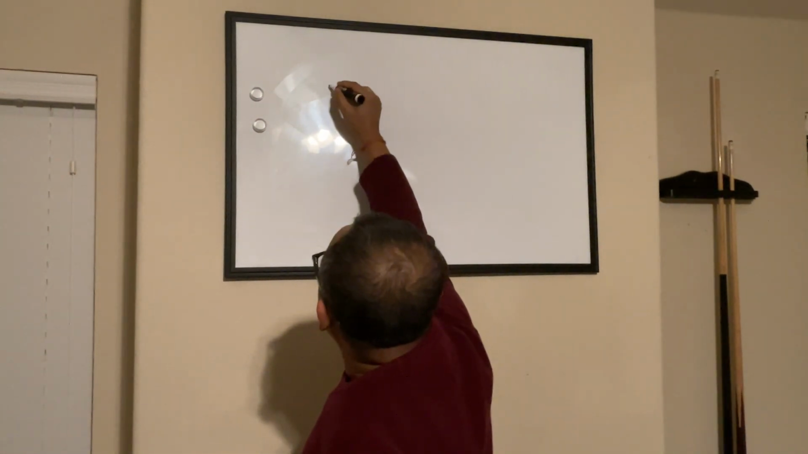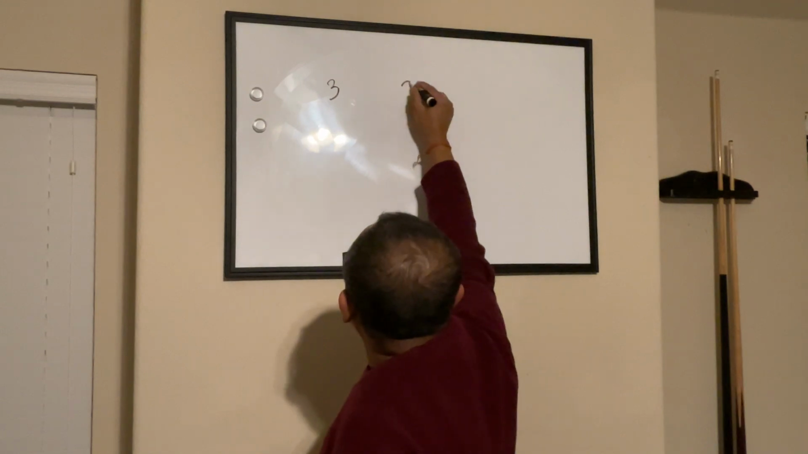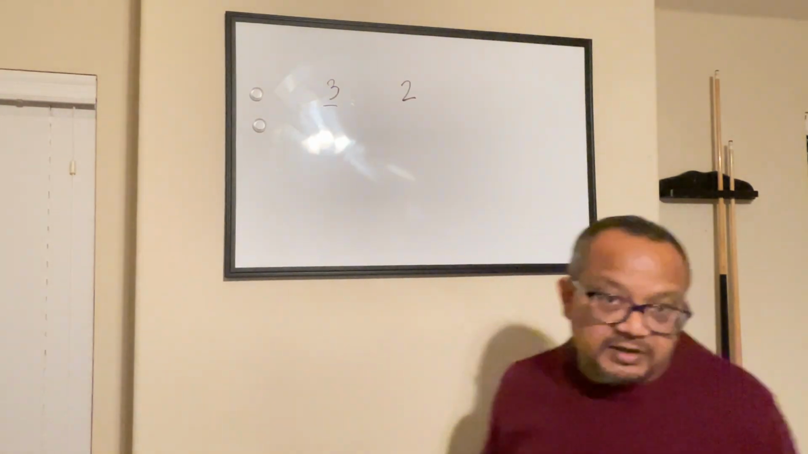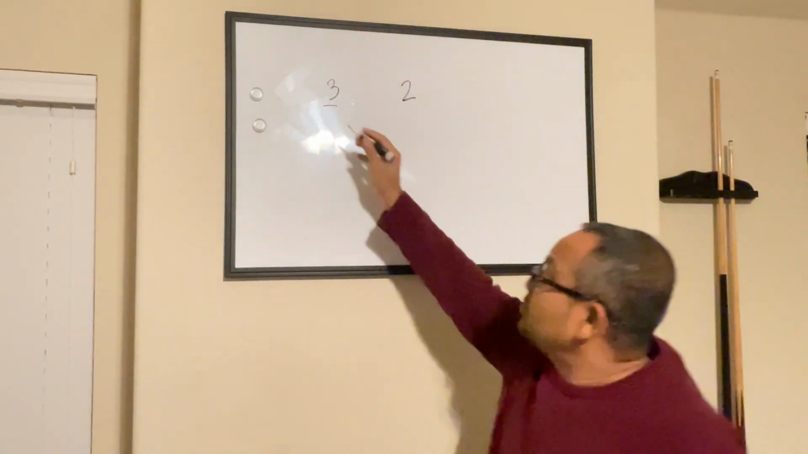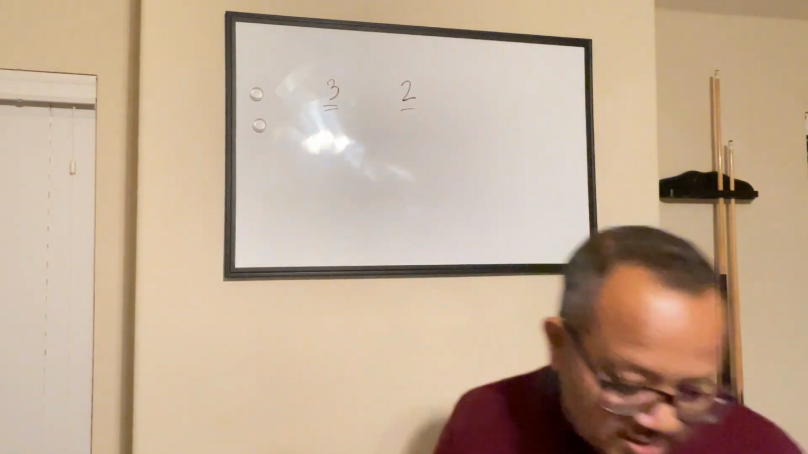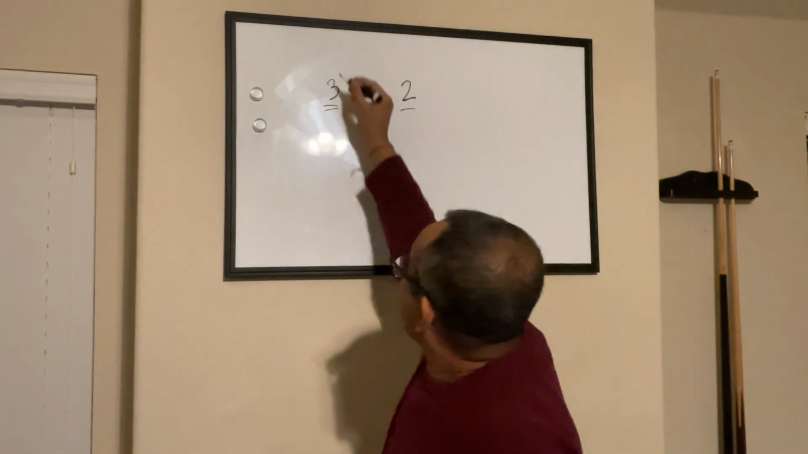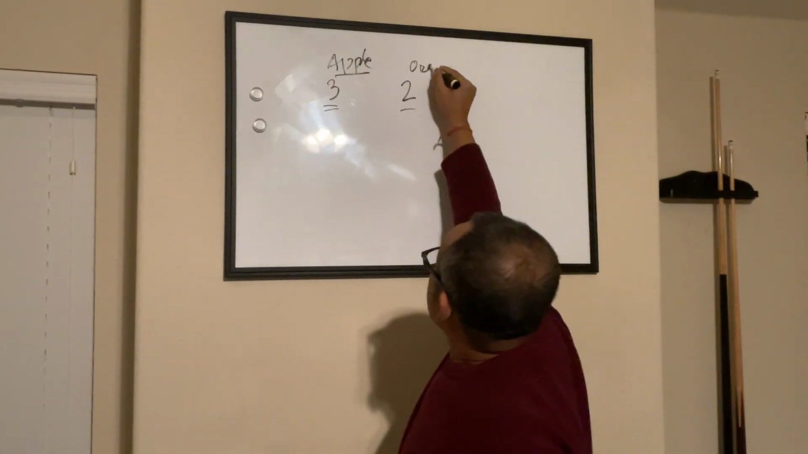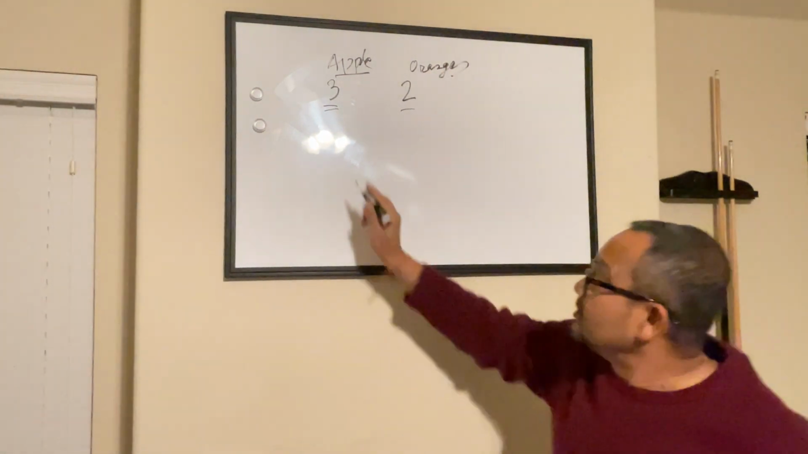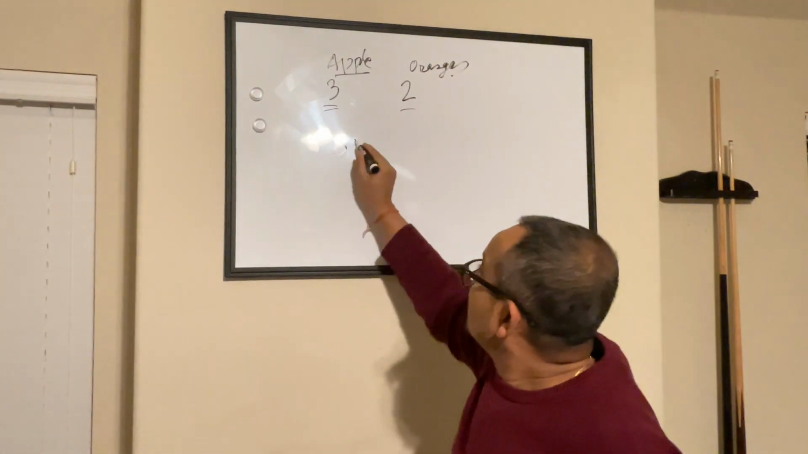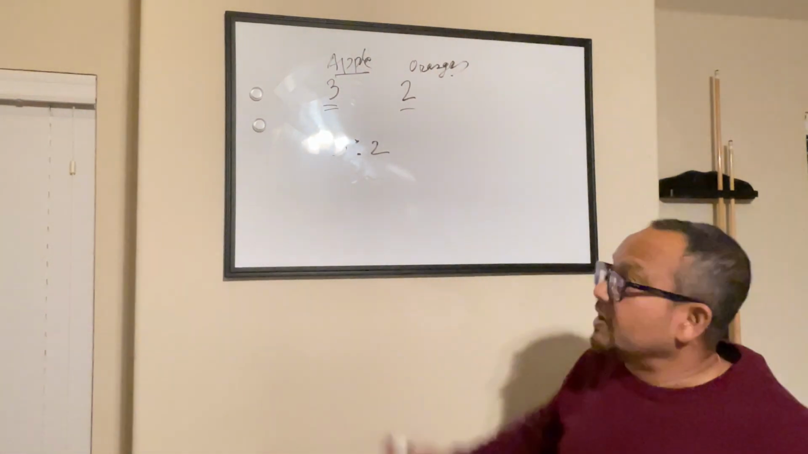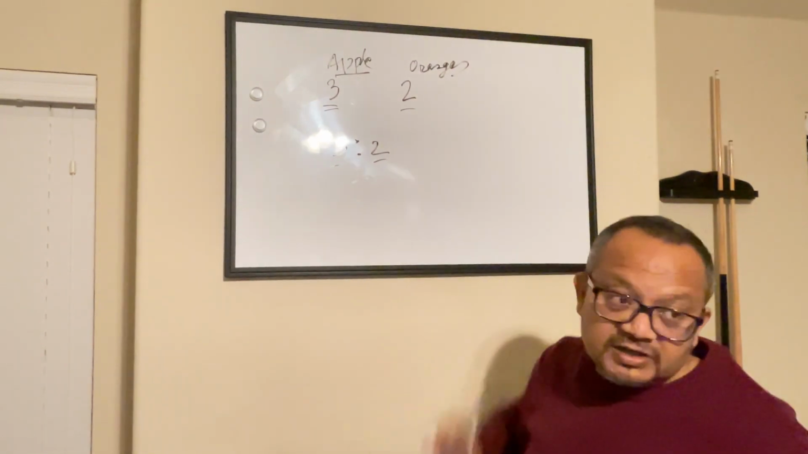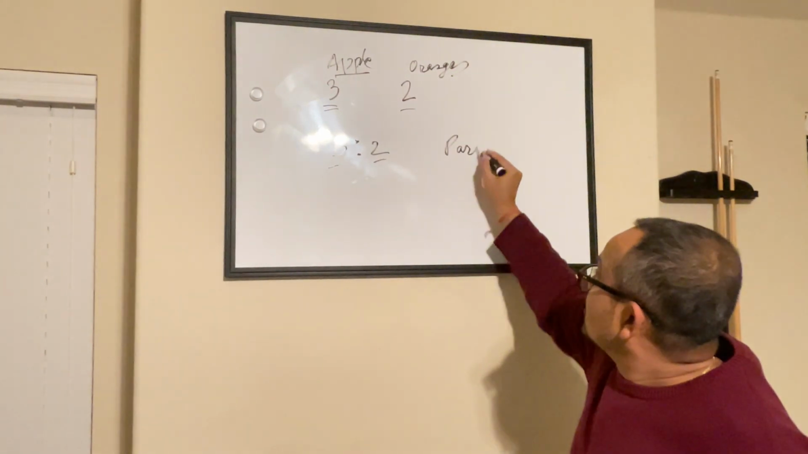So let's say you have 3 apples and 2 oranges in a basket, okay? There's one type of ratio which is called part to part. So this is one part, this is one part, right? You can say this is apples, one part of the basket, and this is oranges, another part of the basket. So you'll say apples to oranges ratio is 3:2. For every 3 apples, there are 2 oranges. So this is one part against the second part. This is called part to part.